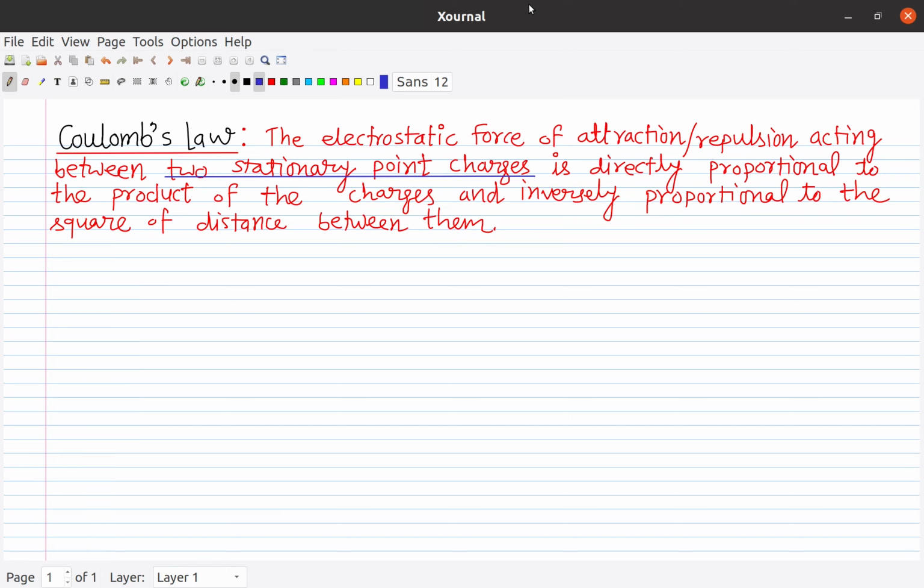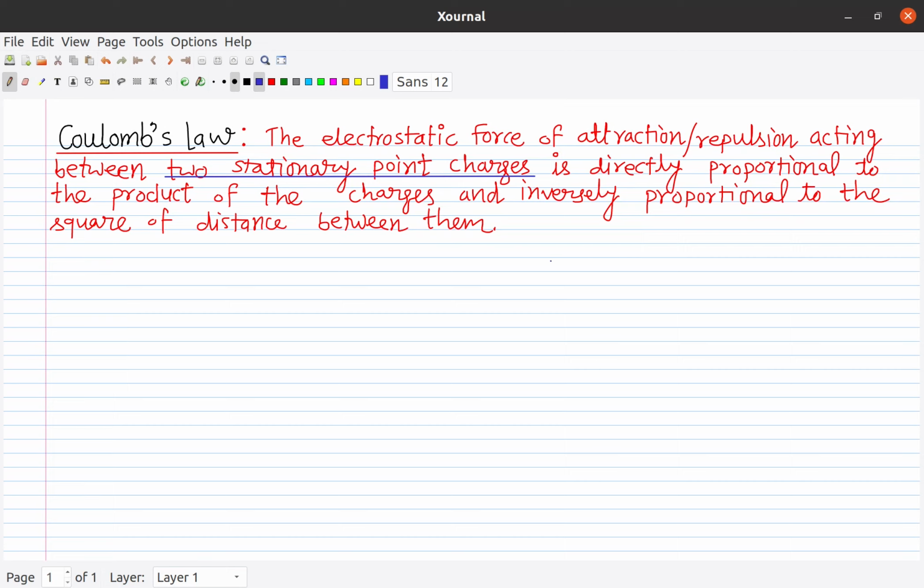Coulomb's law is very important because the chapter electrostatics starts from here only, and you already know that two like charges repel each other and two unlike charges attract each other, but this Coulomb's law gives you the amount of force acting between two charges. That means the magnitude of the force acting between two charges.